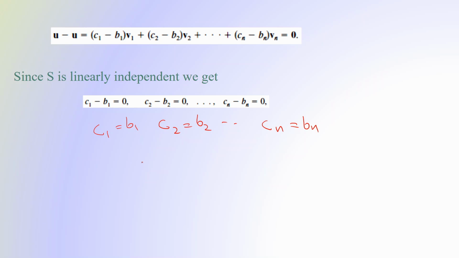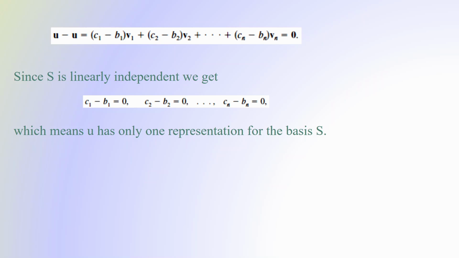So if we have two representations for the same vector u, in terms of the ci vi and the bi vi, in this case ci is equal to bi. So that means same representation. So the representation is unique. We have only one representation for the basis S.